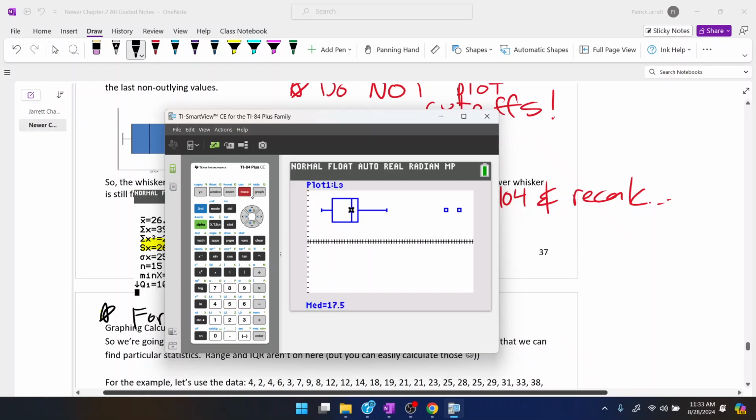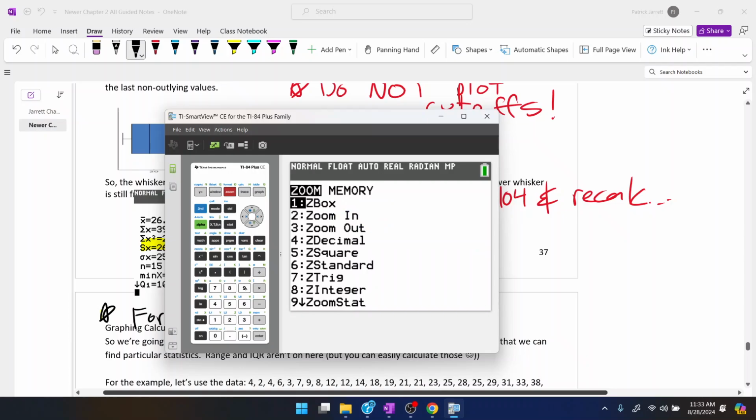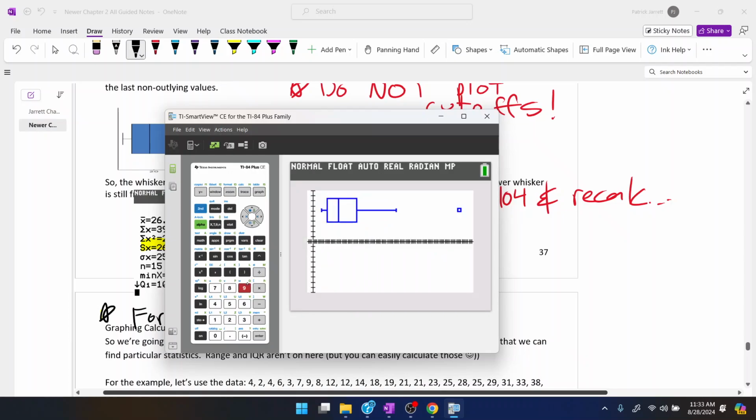oh, I know what I did. I didn't put the 104 back. I'm going to put the 104 back. That was kind of a boneheaded move. Zoom 9. And believe me, I would love to have that work for histograms, but it doesn't work that way on the calculator.